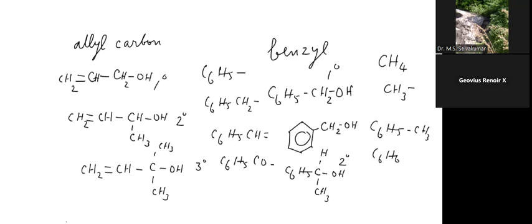And then how will the tertiary alcohol in the benzyl category look? C6H5, CH3, and then another CH3 here, and then OH is attached. This is a tertiary alcohol in the benzyl group. Now, nomenclature of alcohols. How to name?